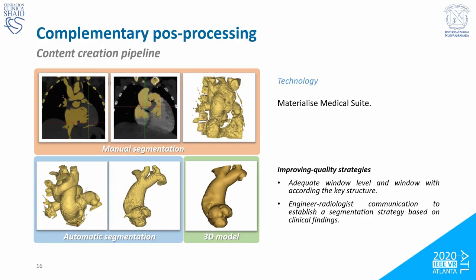Biomedical engineers perform complementary post-processing. This stage involves the creation of more detailed 3D reconstructions and 3D models by using manual and automatic segmentation tools. The software used during this stage is Materialise Medical Suite. The segmentation can be performed in a single slice or on a 3D view. The final 3D model can be directly exported into a format compatible with 3D printing to create a physical prototype.